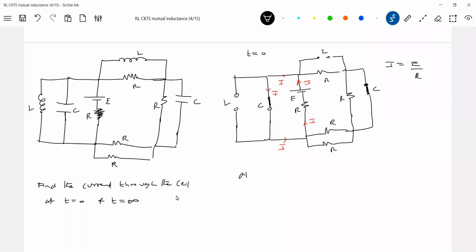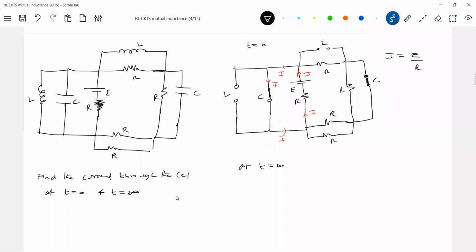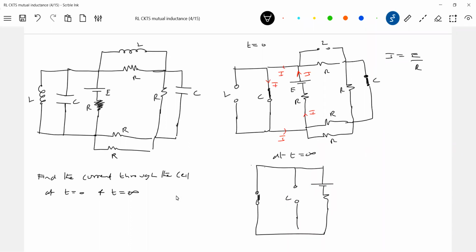Now, similarly, let's go for t equal to infinity. Where a capacitor is there, there should be an open circuit. Where an inductor is there, short circuit. Again, a similar condition. So this will be shorted. This resistor will be shorted.